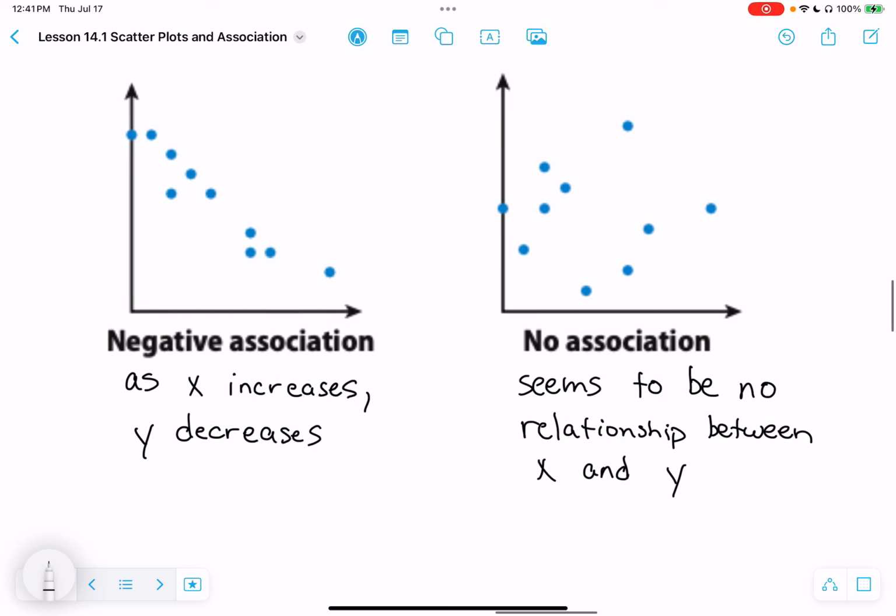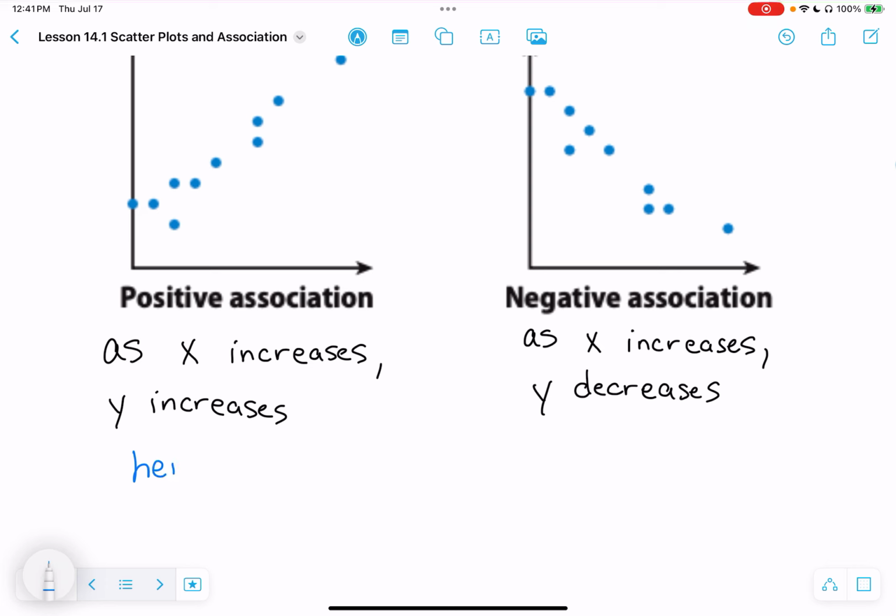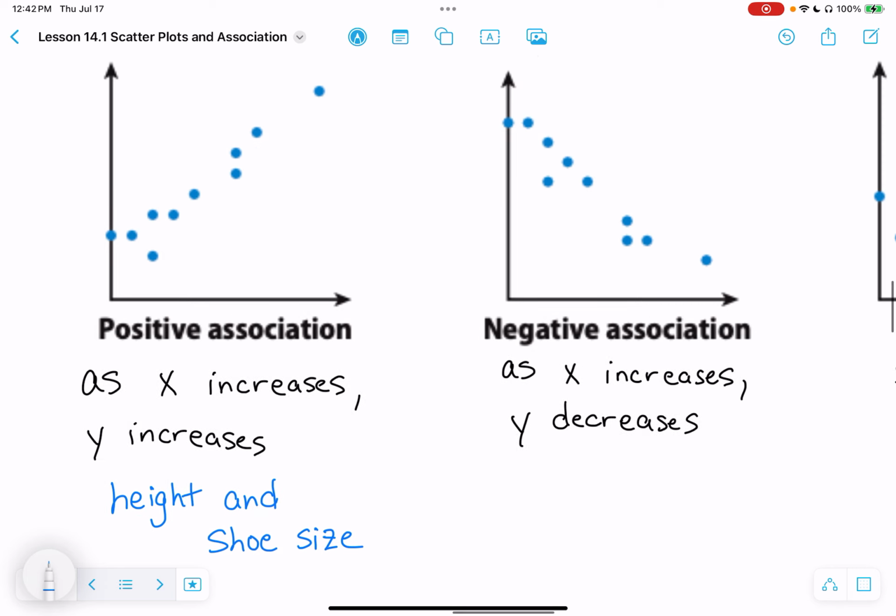So, an example of a positive association might be your height and shoe size. In general, taller people tend to have larger feet, right? Taller people tend to have larger feet. This doesn't mean that it's a perfect association. Two people who are both 6 feet tall could have different sized shoes. So it's not perfect, but in general, as you are taller, you have bigger shoes.